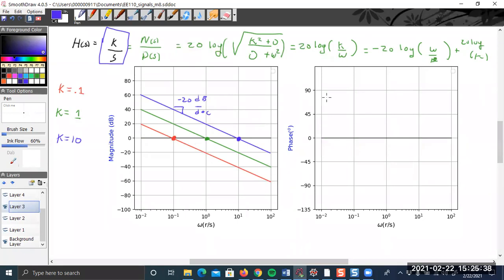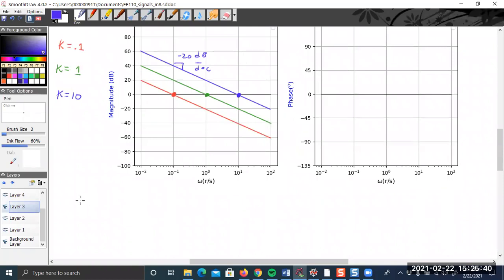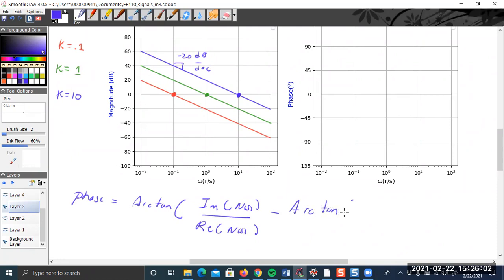I'm just going to scroll a little bit. So for the phase, we have the arctan of the imaginary of the numerator over the real part of the numerator, minus the arctan of the imaginary of the denominator over its real part. All right.